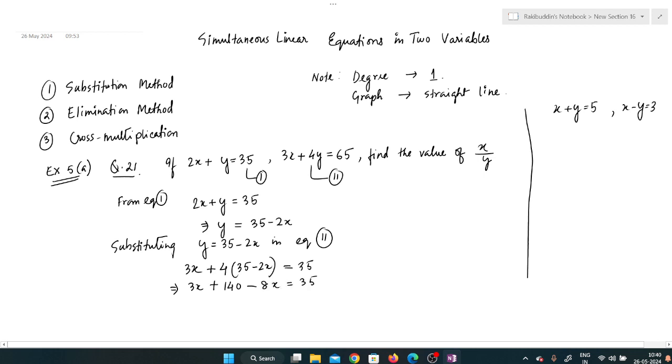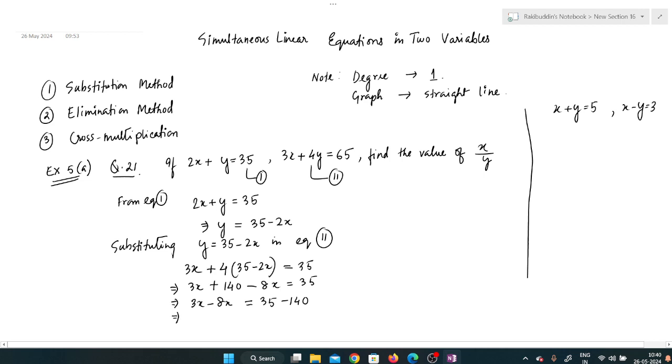Now what we need to find is x. So the variable part we will keep on the left hand side, and the numbers we will shift to the right hand side. Now in this transposition, the plus minus sign changes. So here it will be 3x minus 8x if I keep the variables to the left, and 35, if I take 140 to the right hand side, it becomes minus 140.